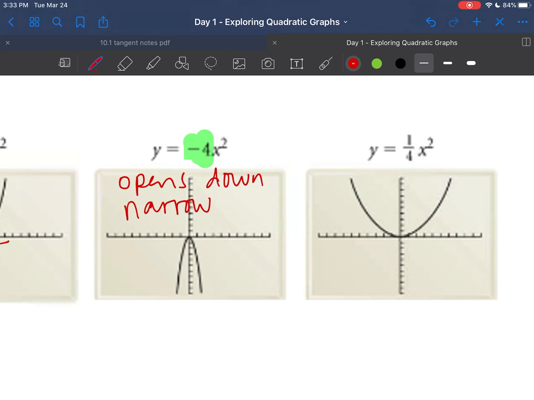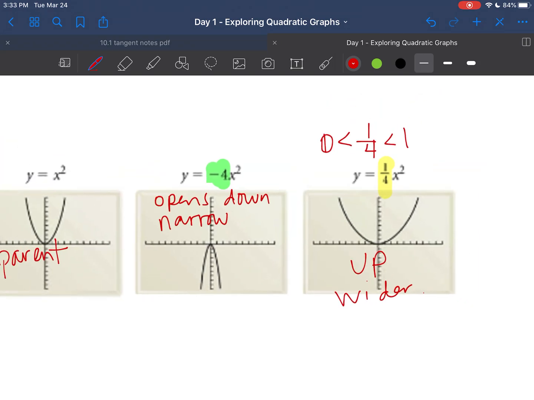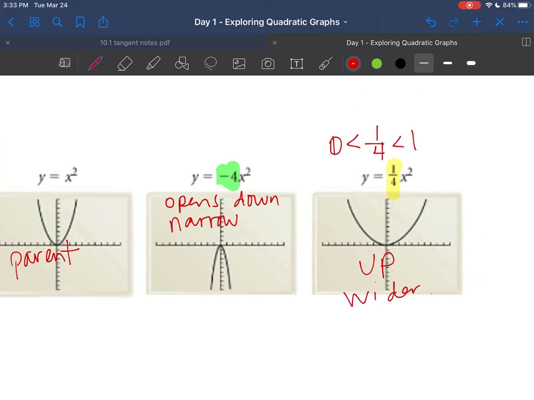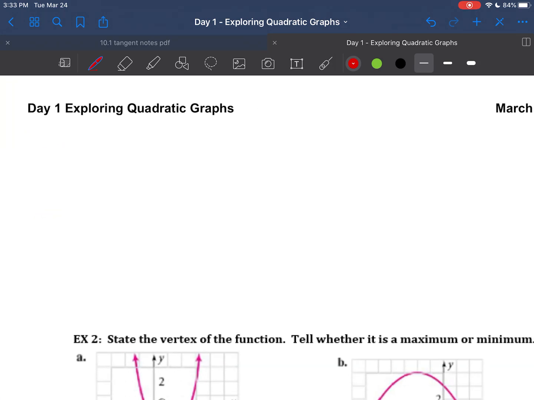Okay, and then notice how the next one is different. Our A value is positive, okay, so it's opening up. And so it's that the 1/4 is in between 0 and 1. So do you see how it is wide or wider? Okay, so we're going to do a little bit more of that type of explanation here as we look. Okay, let's move on.